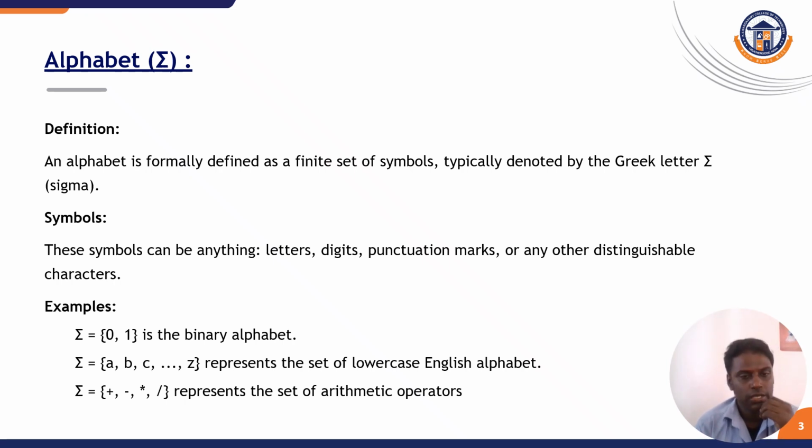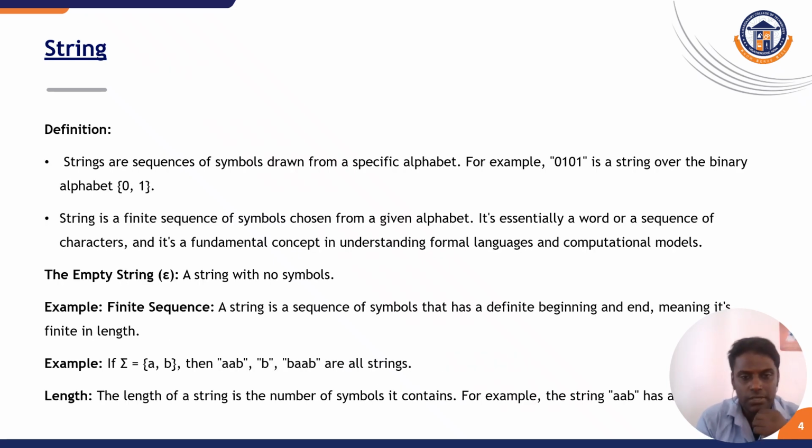Whatever comes within the curly braces after sigma, we write as the alphabet, and each symbol is represented by a unique value. Those values can be formed from anything: digits, letters, and we can use special symbols also. Next is strings. Strings are sequences of symbols drawn from a specific alphabet. For example, 0101 is a string over the binary alphabet {0, 1}. Understand this, students: we have the alphabet {0, 1}, and the possible combinations that we can make with the alphabet are called strings.